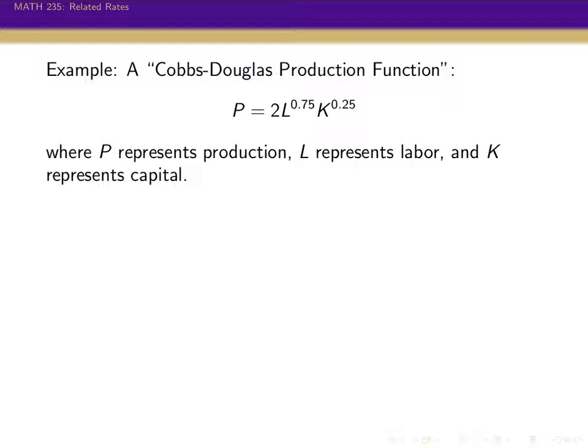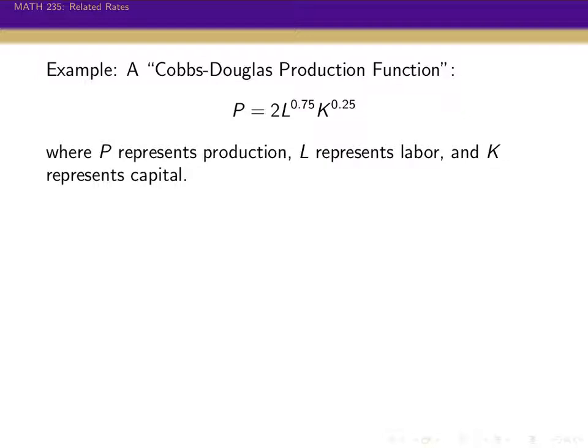And so in this one in particular, we have P is equal to 2 times L raised to the 3/4 power times K raised to the 1/4 power. And so for a Cobbs-Douglas production function, it's important that these two exponents on L and K add up to 1. And so here we have 3/4 and 1/4.